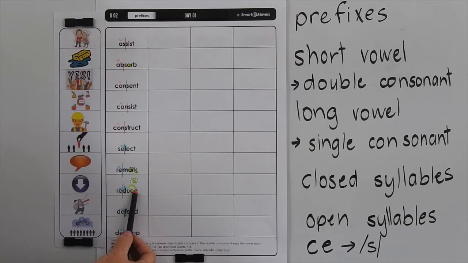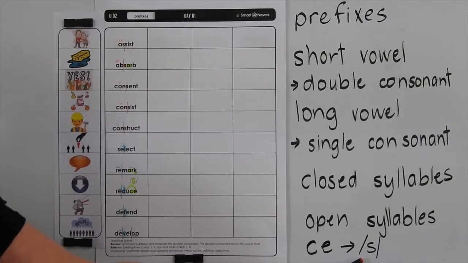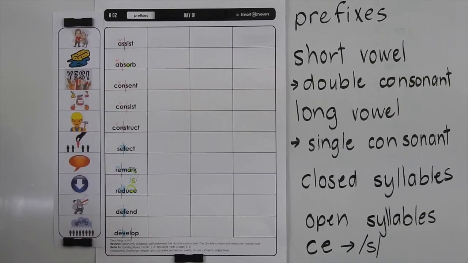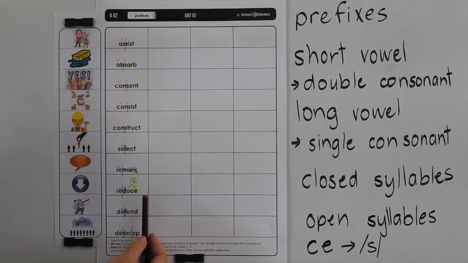Now here on reduce, this E is very busy. It's doing two things. It's making the previous vowel U make its long sound, so it's reduce, so we can hear that U in there, and it's also forcing the C to make its S sound. So quite often we see CE at the end of a word is used for the S sound, because frequently SE at the end of a word is used for the Z sound, like because.